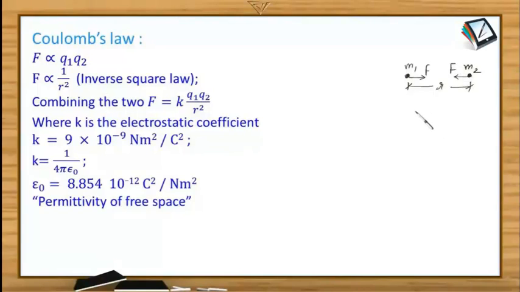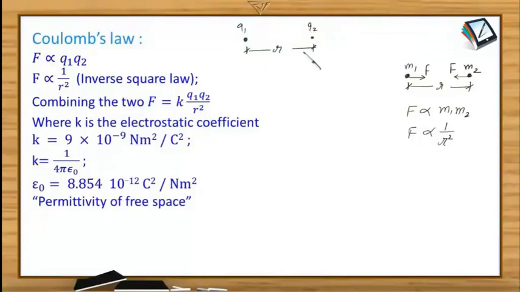According to Newton's law of gravitation, this force is proportional to the product of their masses, and inversely proportional to the square of the distance between the two. Now let's come to Coulomb's law for electric force. Suppose there are two charges Q1 and Q2 kept at a separation of small r. Assume that Q1 and Q2 are both positive for now.